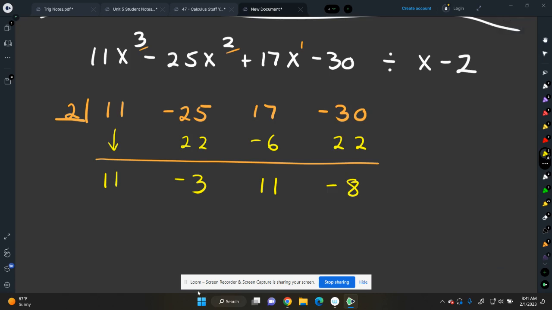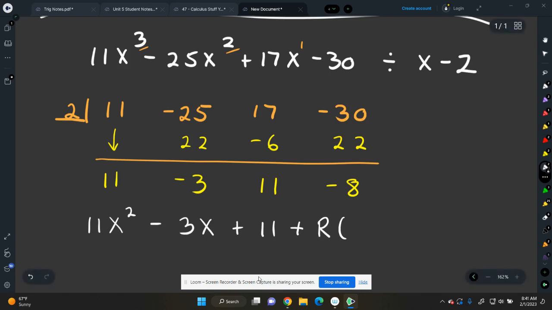For now, this is not the proper way, but for now, I just want you to write your answer like this. It's 11 x to what power? Second. Minus 3x, right? We just keep going down. Plus 11. But now I have a remainder. So we're going to say plus remainder of negative 8. That's not technically the right way to write it, but for now, that's how we're going to write it.